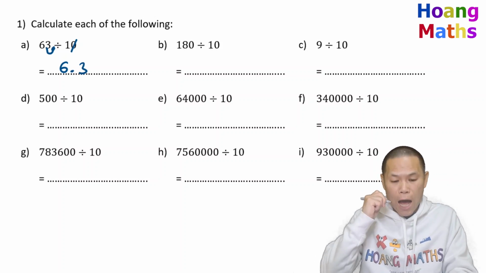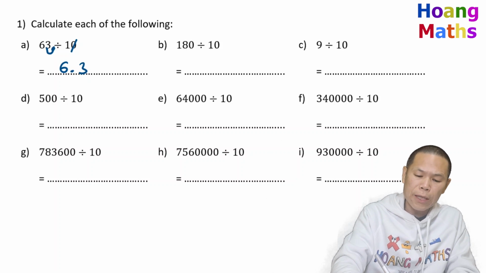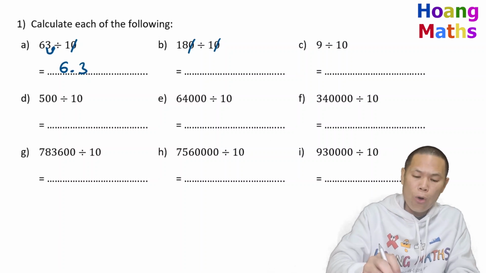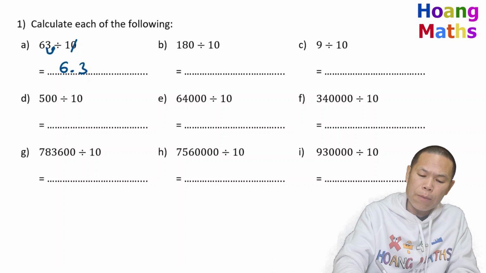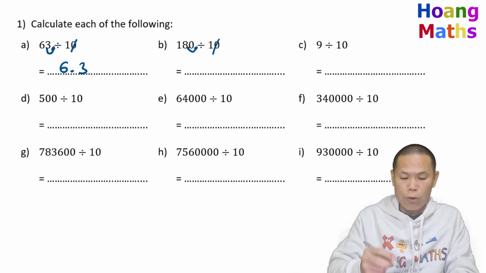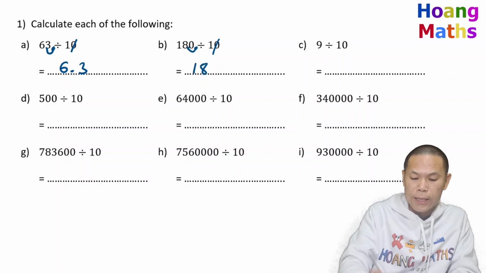Part B, 180 divided by 10. So we can simply cancel this 0 with this 0. So 18 divided by 1. Or you can think like the decimal point is right at the back of this number here. You move 1 unit and you divide by 10 by canceling this out. So that becomes 18.0. So 18.0 is exactly the same as 18.